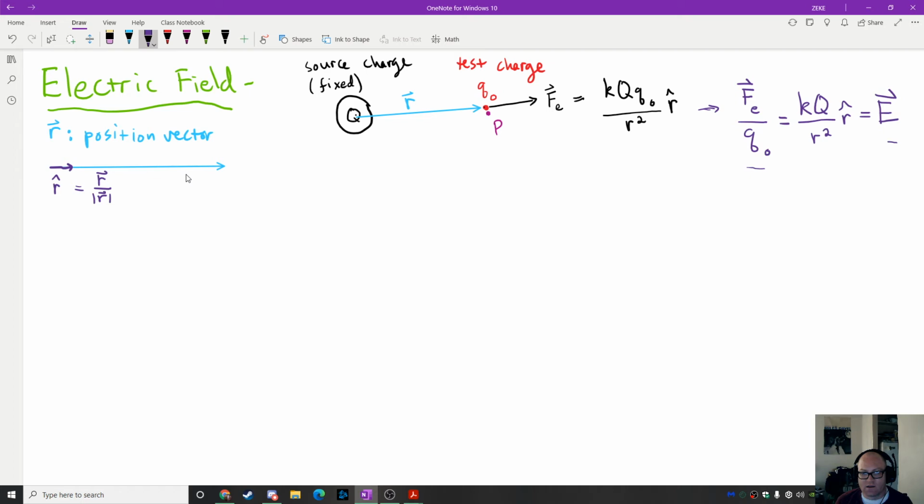So we're using the symbol E for electric field. When I write a capital E with a vector above it, I always mean electric field. A little e is the electron charge. A big E is the electric field. It is basically the force per unit charge.